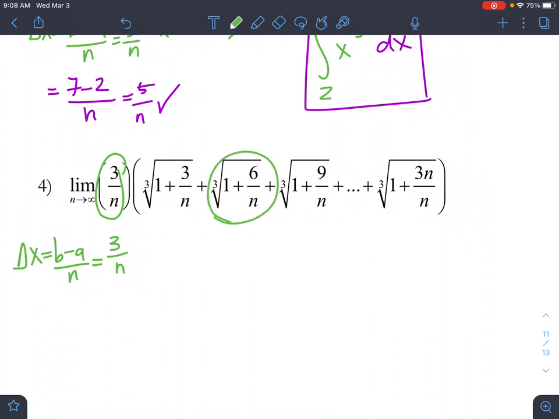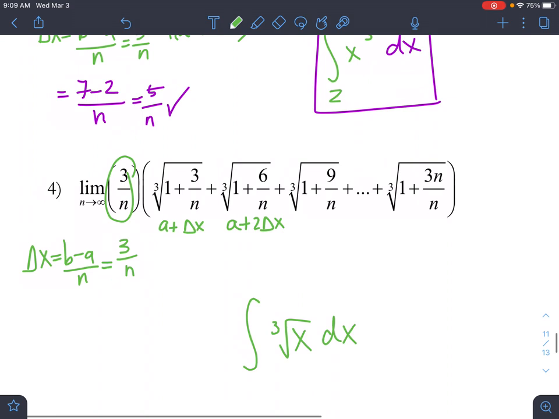Cube root of something, cube root of something, cube root of something. So we've got cube root of x as our function. You've got a plus delta x, a plus 2 delta x. And you guys should be able to see this, right?